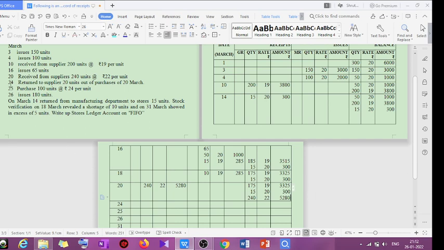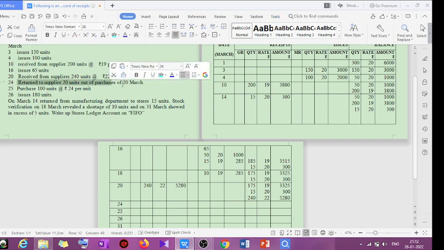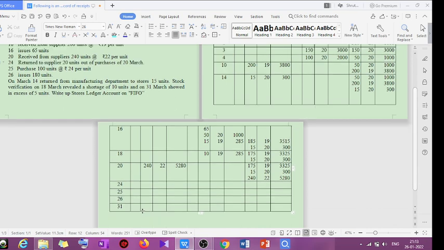Okay, next. On 24th, return to supplier 20 units out of purchase of 20th March. Okay, now what we did? On 24th, whatever we have purchased from the supplier, we have returned it. Now tell me where I have to write. Should I write it in the receipt column or should I write it in the issue column? So issue column, right? If you received material, you have to write it under receipt column. So you have returned it. So whenever there is a return, you have to write it under issue column.